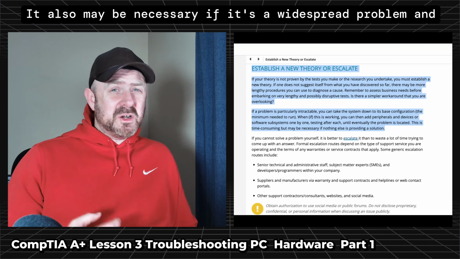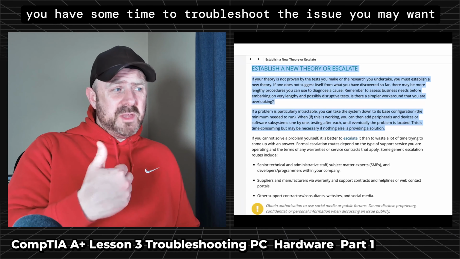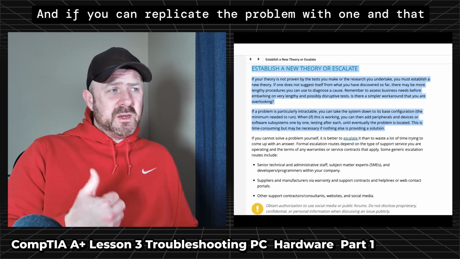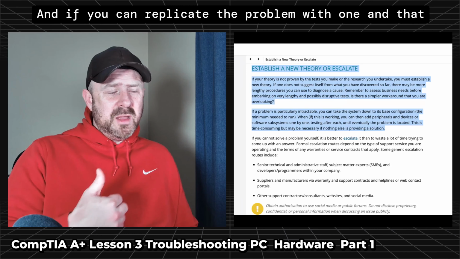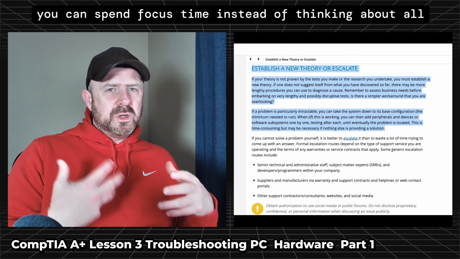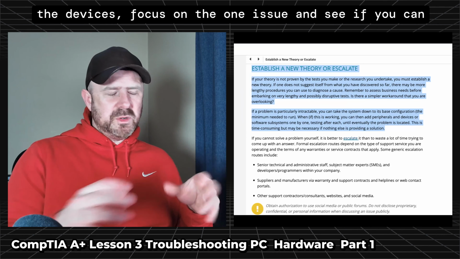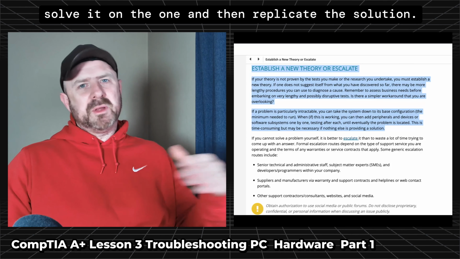It also may be necessary if it's a widespread problem and you have some time to troubleshoot the issue. You may want to do it with one device. And if you can replicate the problem with one, and that problem is something that's repeatable, you can spend focused time instead of thinking about all the devices, focus on the one issue and see if you can solve it on the one and then replicate the solution.